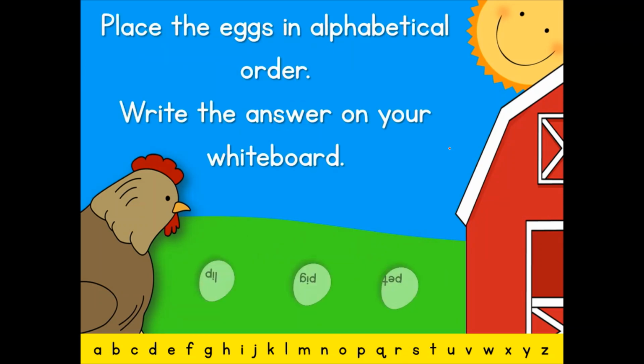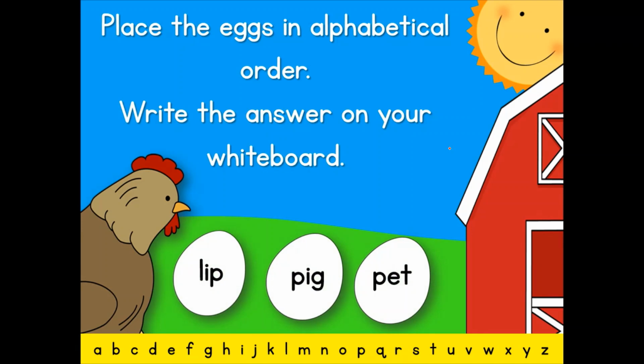All right, now I want us to do this together. So this one I want you to put on your scrap paper. Go ahead and write the words down and underline those beginning letters. Okay, and we have to figure out, does L come first or does P come first? Both of these start with a P. So let's look at our alphabet. There's L. L comes first. So we can go ahead and say that lip is going to be the first word.